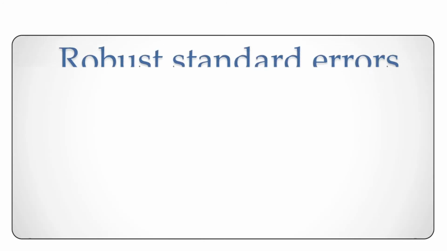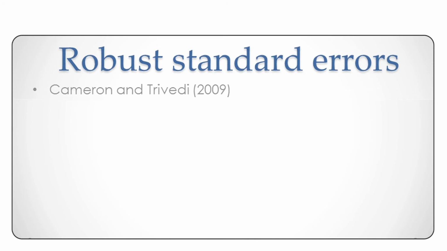Cameron and Trivedi in 2009 recommend the use of robust standard errors, that is, standard errors which are robust to slight misspecifications of the assumption that the means and the variances are identical within each category of the covariate. The robust standard errors can be obtained using the R package sandwich.